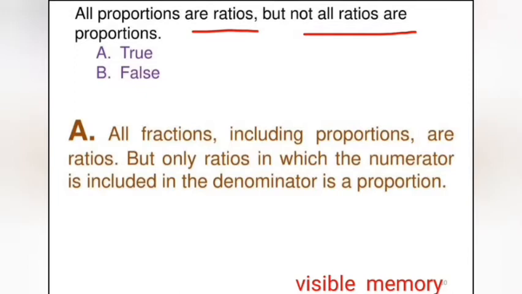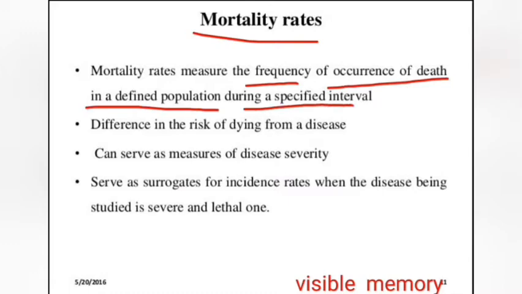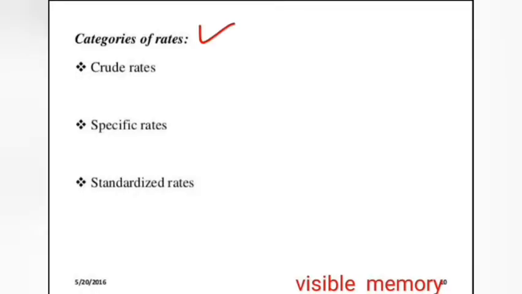So we have talked about the tools of measurement. Now we will use these tools to measure mortality rates. Mortality rate is a measure of the frequency of occurrence of death in a defined population during a specified interval. It can also tell us the risk of dying from a disease, and it can serve as a measure of disease severity. The categories of death rate are crude death rate, specific death rates, and standardized death rate.